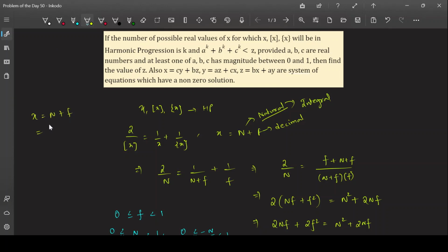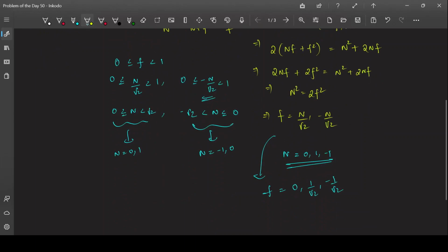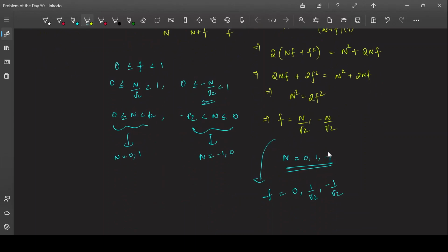So when n is equal to 1, your f would be 1 plus 1 by root 2 and the other part would be 1 minus 1 by root 2. Yeah, there is a small mistake here. The reason is f cannot be negative here, fine. So when n is equal to minus 1, we are actually considering this case. So minus of minus 1, that is 1 by root 2, and the other case is 0.